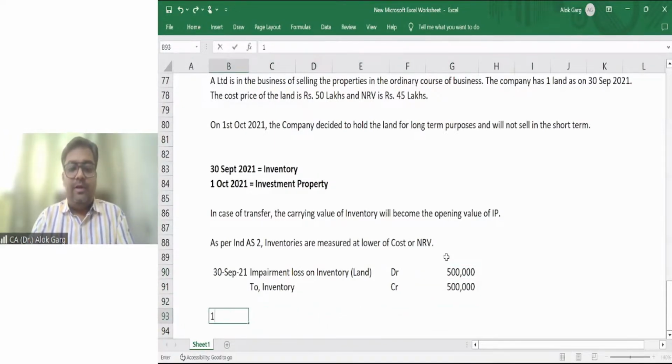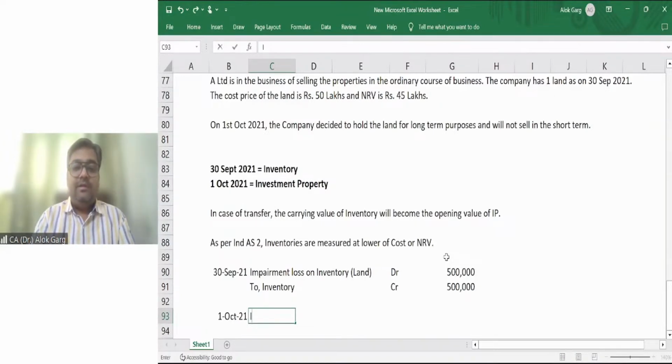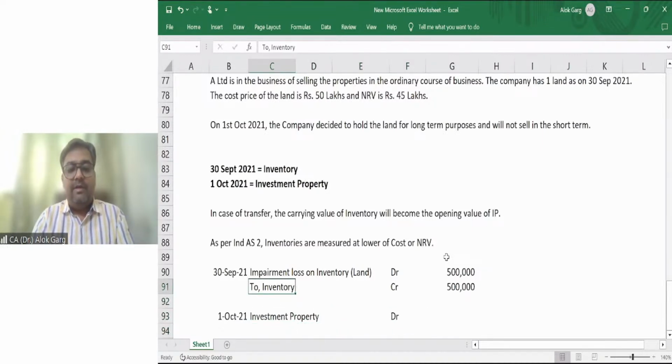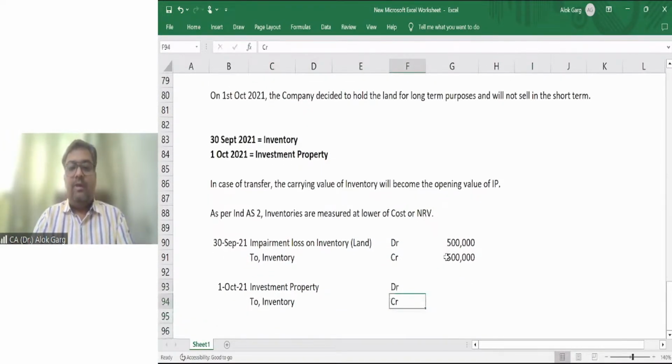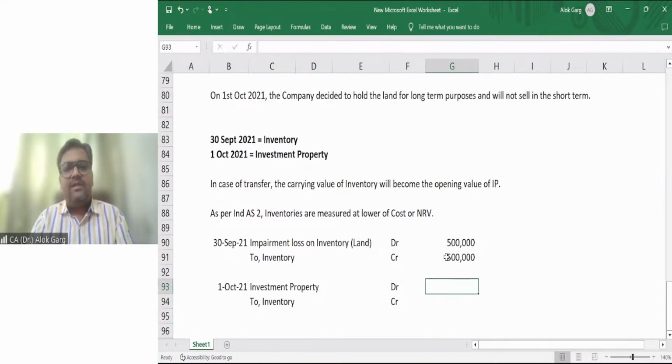On 1st October 2021, what happened? Your investment property will be debited. Your inventory will be credited. By what amount? It was 50 lakh, minus 5 lakh you charged as impairment, so the carrying value is 45 lakh. So it will be 45 lakh.